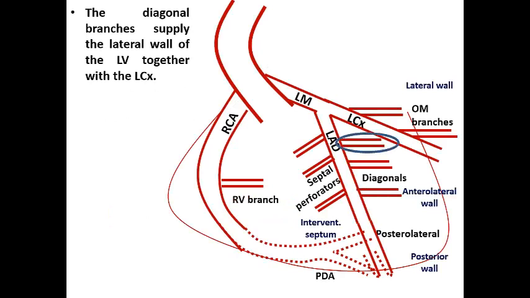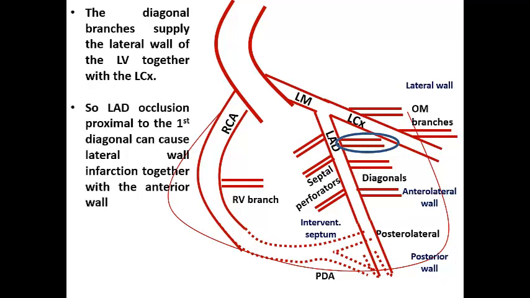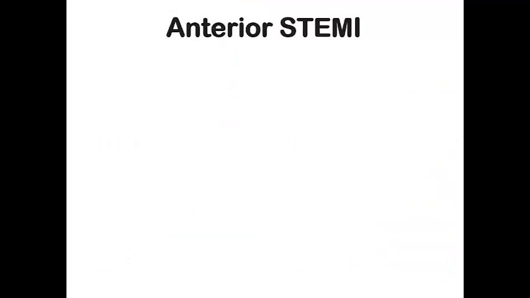Of course, we mentioned before that the diagonal branch supplies the lateral wall of the LV together with the LCX, and so sometimes when the LAD occlusion is proximal to the first diagonal, it can cause lateral wall infarction together with the anterior wall, resulting in ST elevation in the lateral leads 1, AVL, V5 and V6. So of course don't be astonished when you see that the patient with anterior STEMI is having ST elevation in 1, AVL, V5, V6. This sometimes occurs when the LAD occlusion is very proximal, that it occurs before the origin of the first diagonal.